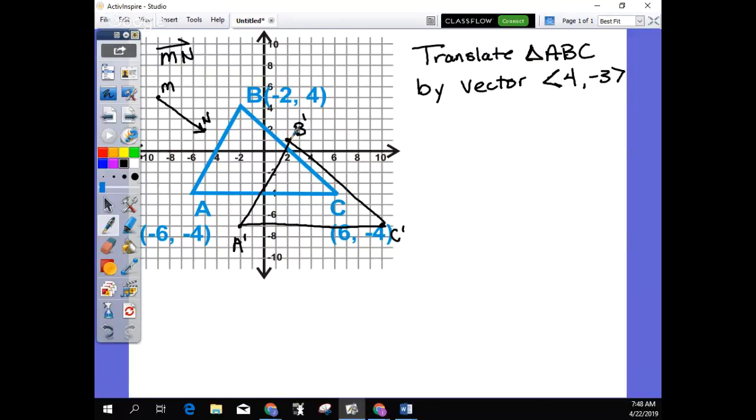So there's the vector. Let's describe that real quick. If I move horizontally 4, that means in my coordinate notation that I had to add 4 to my x. And if I wanted to move down 3, that means I had to subtract 3 from my y. So that's the coordinate notation for the vector for a translation.